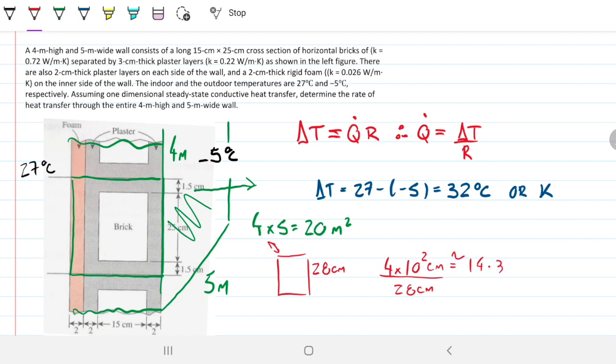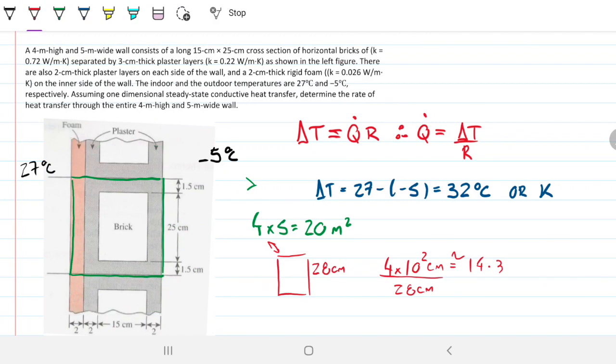Okay, so that means that this pattern, this green pattern that I just drew, let's get rid of this chunk. I'm going to leave that. Let's get rid of this. Okay, so this green box here is going to repeat itself 14.3 times upwards and downwards on the total thing.